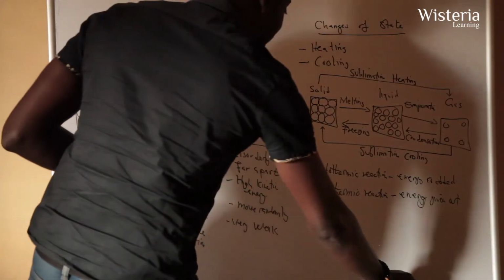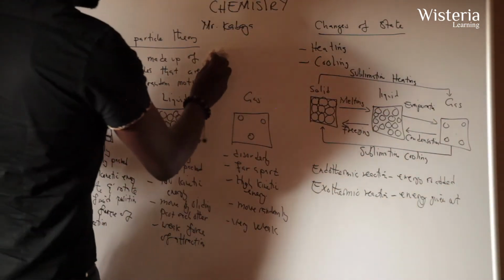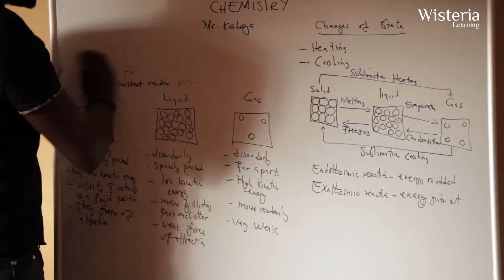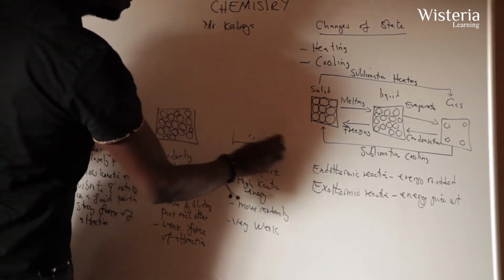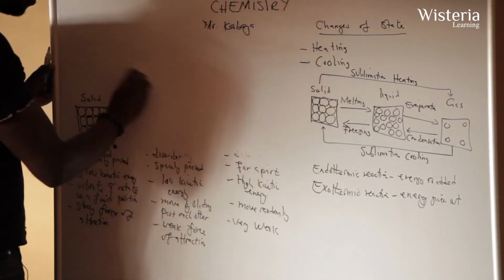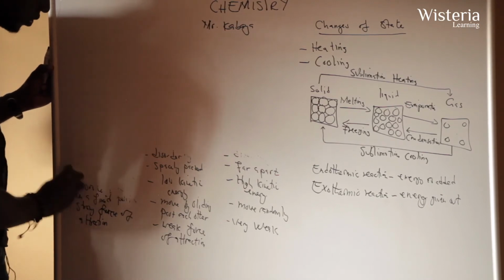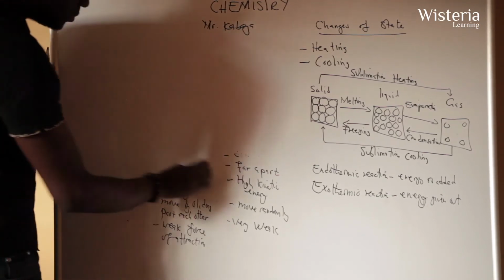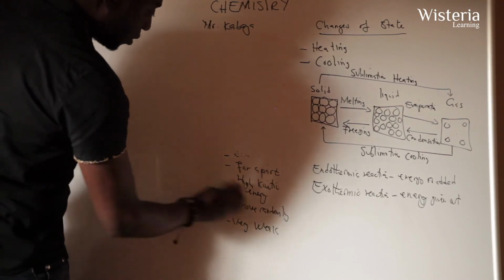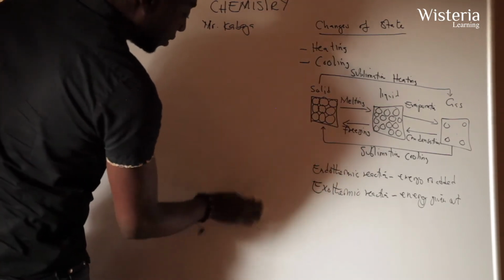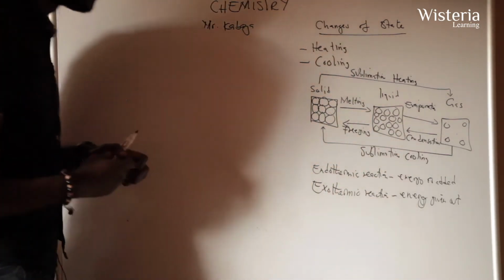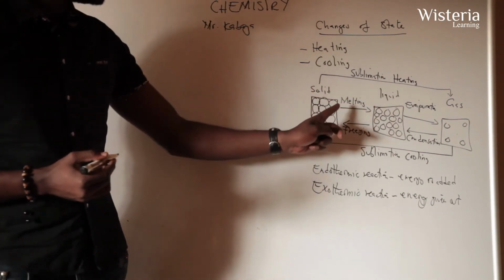Now, what happens when a substance is heated? When a solid is heated, it changes to a liquid. Now, what happens to the particles inside a solid as the energy is being added? Since we have said the process of changing a solid to a liquid is called melting.